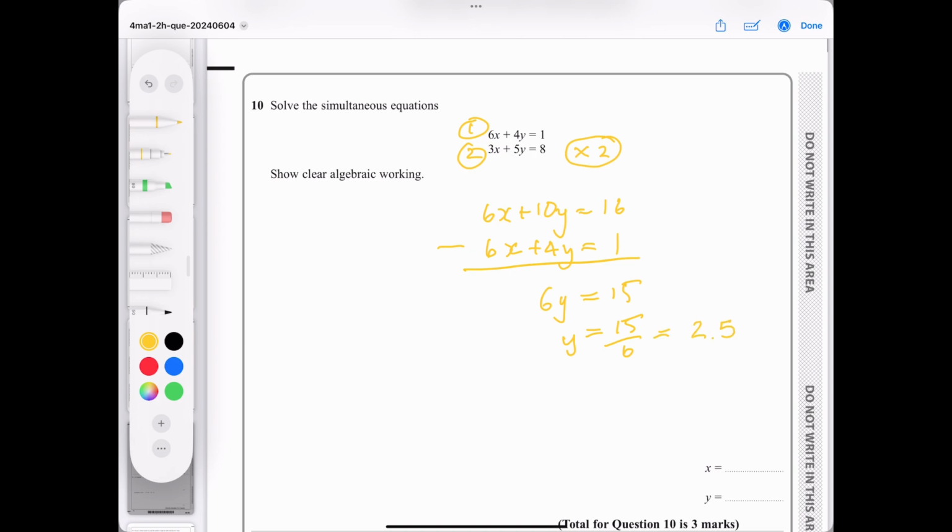And then we feed that back into the easiest one. I think it's the first one. So 6x plus 4 times 2.5 equals 1. So that's 6x plus 10 equals 1, minus 10, so 6x equals minus 9. So x equals minus 9 over 6, which equals minus 1.5. So that means y equals 2.5 and x equals minus 1.5.